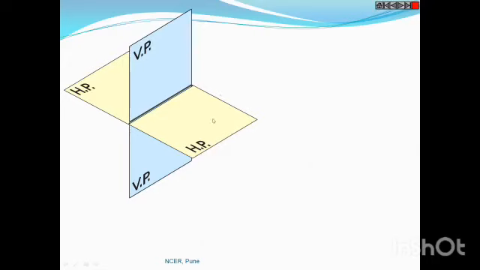So above the HP and in front of the VP, it is called the first quadrant. This is above the HP and in front of the VP. So this part is quadrant number one, above the HP and in front of the VP.